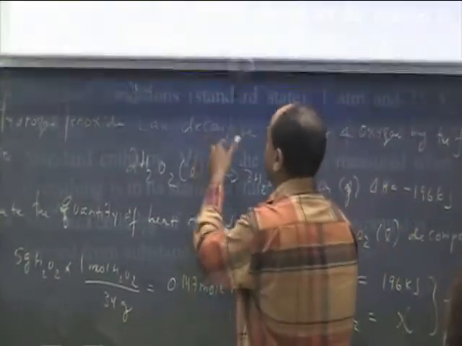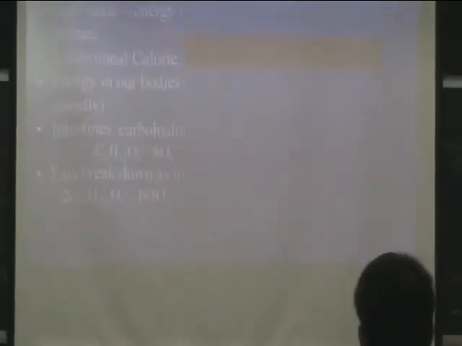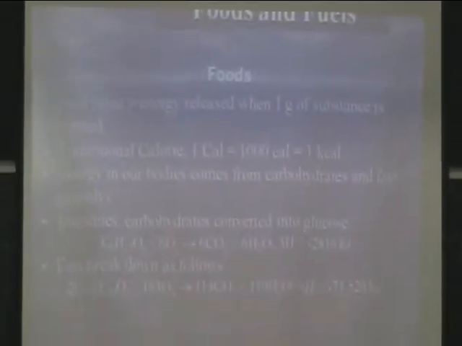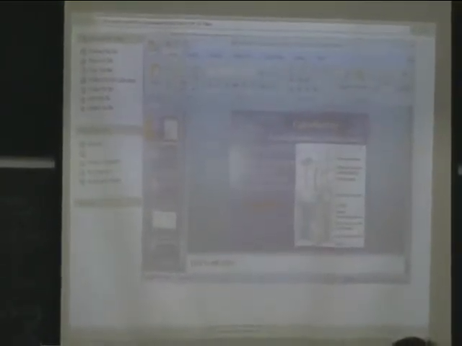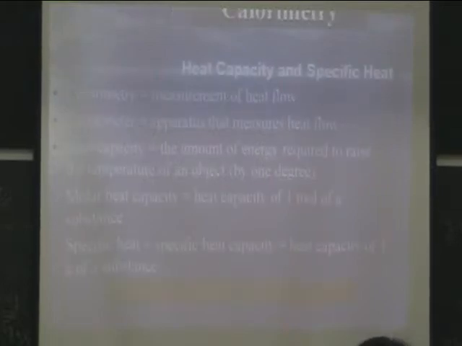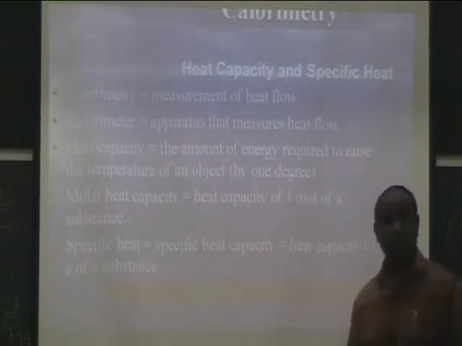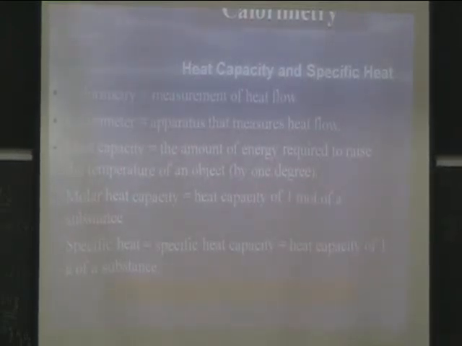Let's move to the next step. We're going to discuss heat capacity and specific heat, and in this case we're going to introduce the instrument called a calorimeter. The measurement of heat flow from one substance to the other is done in a calorimeter.